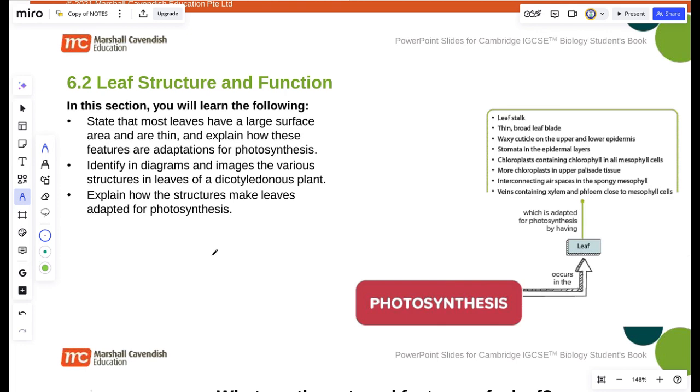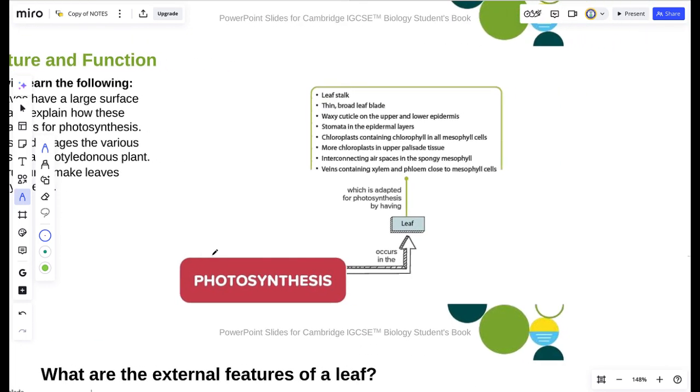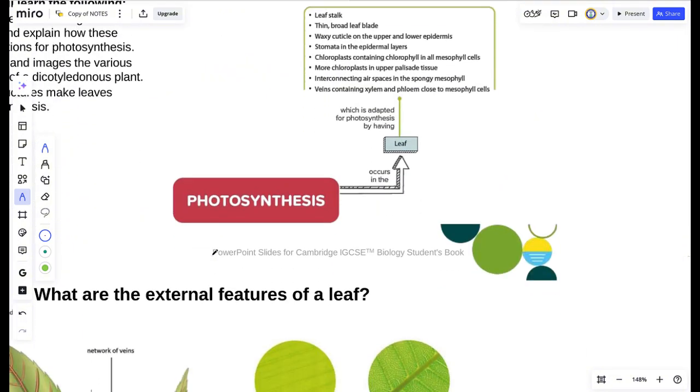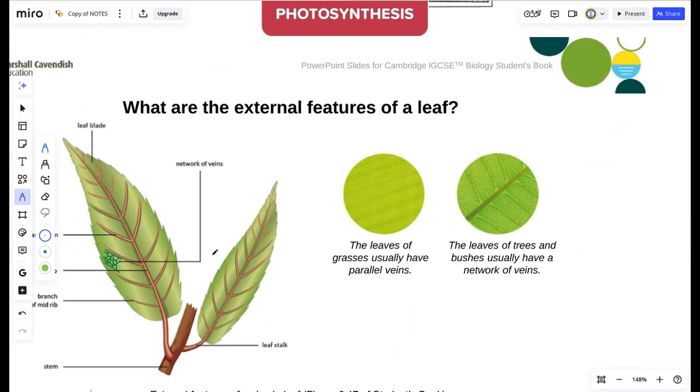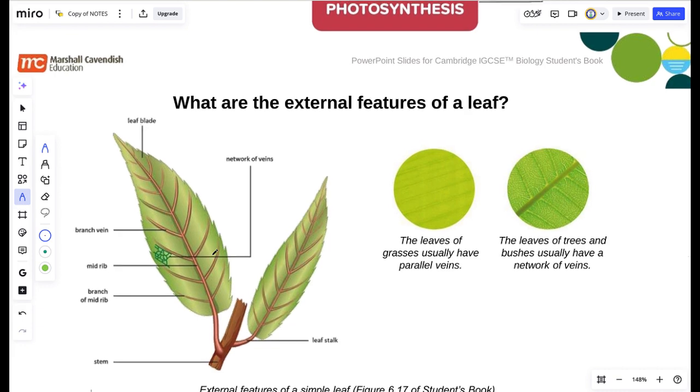Now let's go to the second section, the leaf structure and function of the plant. In order to understand photosynthesis, you have to study the leaf.